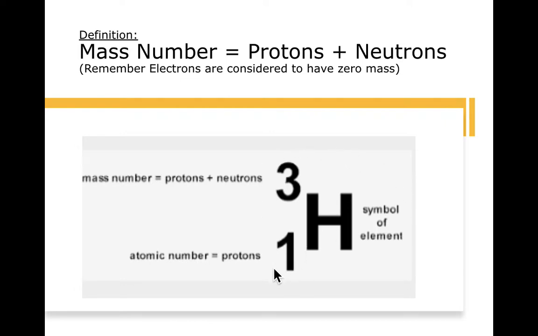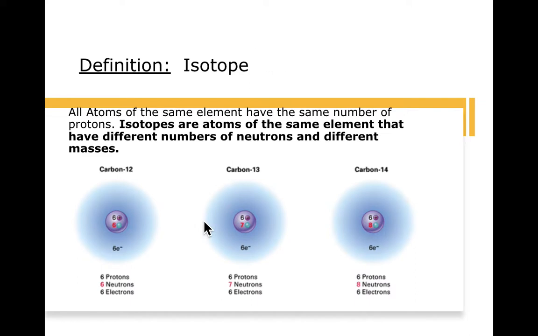But this is the symbol of a particular atom of hydrogen that has a mass number of 3 and an atomic number of 1. Now, I wonder if you could figure out how many neutrons are in this nucleus by looking at these two numbers. Do you have any ideas? So we're going to talk about something called an isotope.